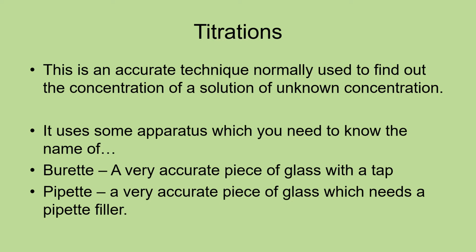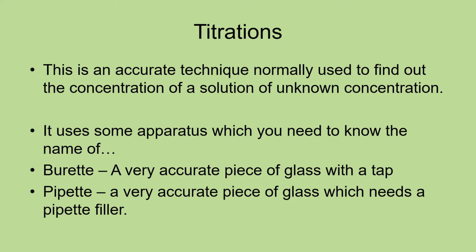Well, imagine you've got a chemical where you know exactly the concentration of it, but the other chemical you don't. So maybe it's a sample of vinegar or it's an orange juice or something, and you want to know how acidic it is. Okay, well, this is the technique that we would use, and it uses two main pieces of apparatus, and you need to know them by name and you need to know what they're for.